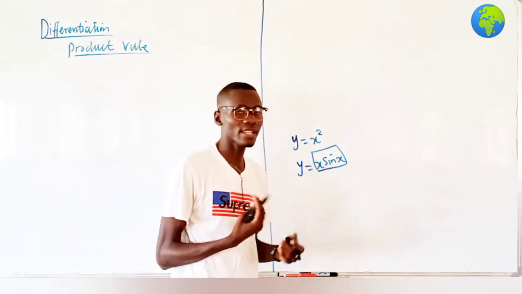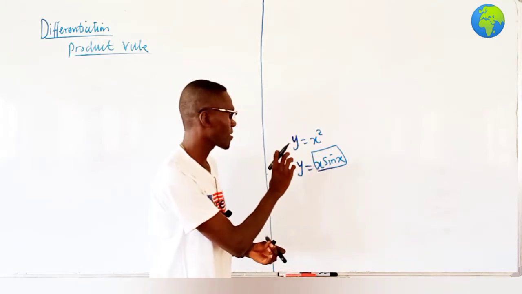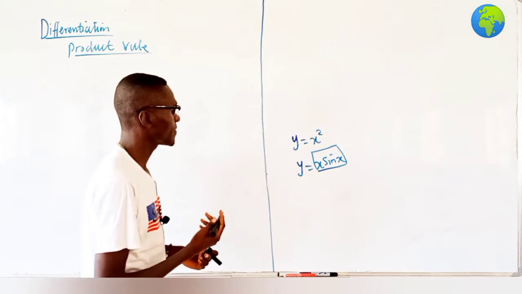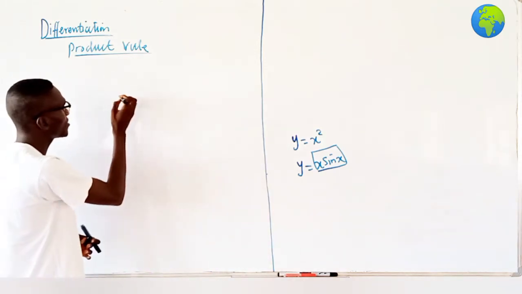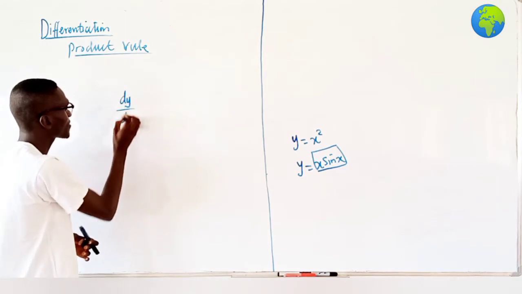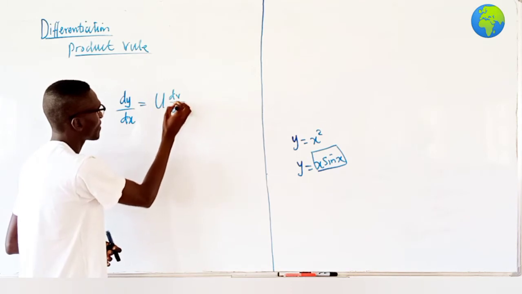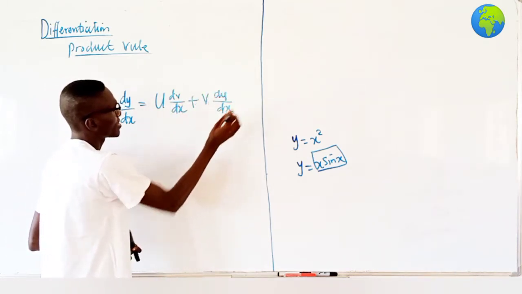So how do we solve this kind of function? If you are told to differentiate this now, it's very confusing, right? But calm down, that's why you are watching this video. So the first thing you have to do is write the formula you use for the product rule. I'll just write it now. dy/dx is u dv/dx plus v du/dx.